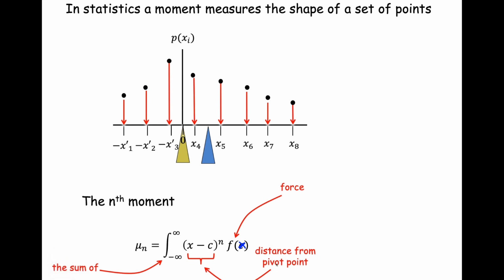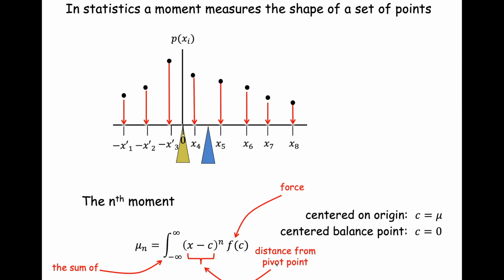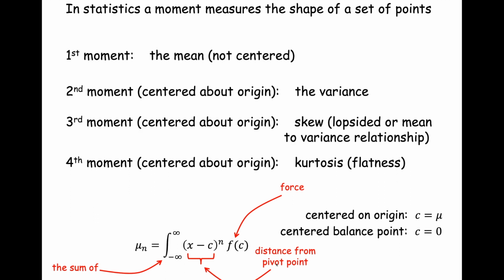So this is our general equation for the so-called nth moment. It's centered at origin, so C, or the center, is the mean mu. It's also centered at the balance point if C is equal to 0. Okay, so the first moment is called the mean, right? The mean is the first moment and it's not centered. You're not subtracting off the center when you compute the mean. The second moment, centered about origin, that's the variance, right?